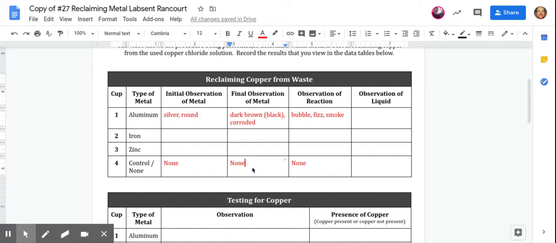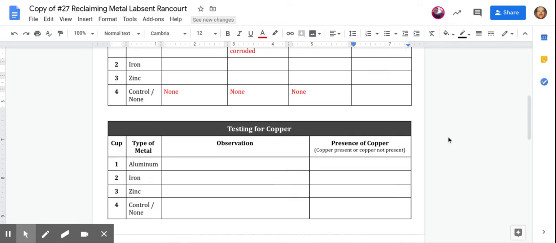We're comparing the copper chloride solution in cup 4 with the copper chloride solutions with the metals in cups 1 through 3. Okay? Then for this last one, after everything is said and done, I need you to tell me the color of the liquid. So when I take the aluminum and combine it with copper chloride solution, and I get this bubbling, this fizzing, and this smoking, what is the color of the liquid? You should notice that it's a really dark color, okay? So put your colors right there, all right?